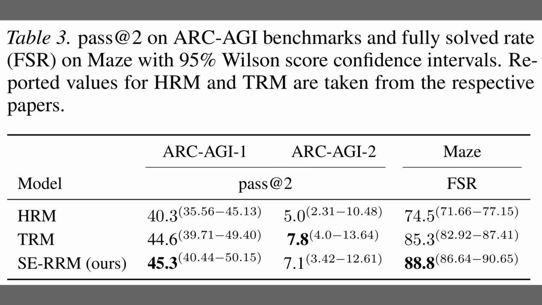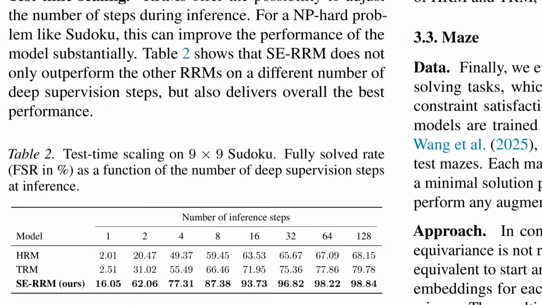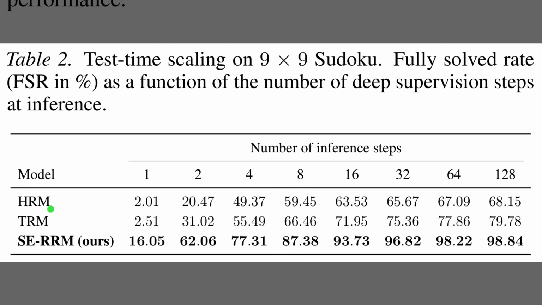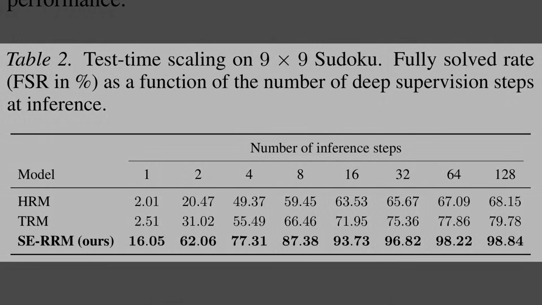and tiny recursive baselines. Table 2, meanwhile, examines test time scaling, which effectively asks whether giving the model more thinking time improves the results. The columns display the fully solved rate as the number of inference steps grows from 1 to 128. We see that while all models improve with more steps, the symbol equivariant model in the bottom row demonstrates superior scaling. It begins at 16% with a single step and climbs to nearly 99%, whereas the baseline models plateau much earlier, never breaking the 80% barrier.